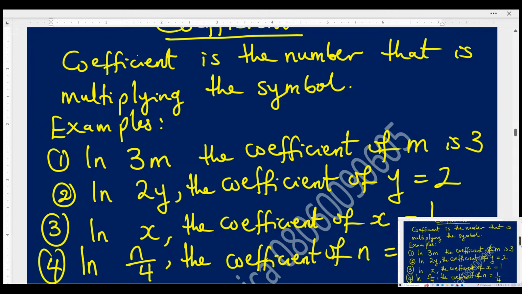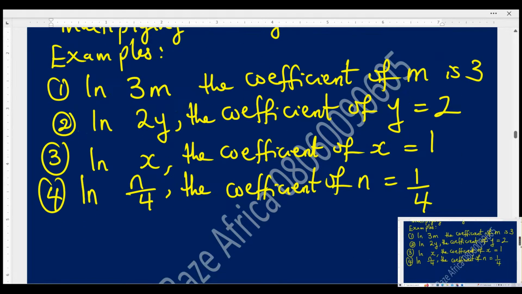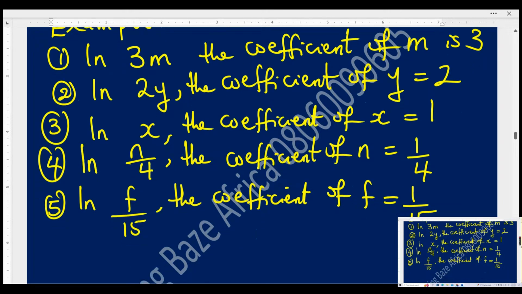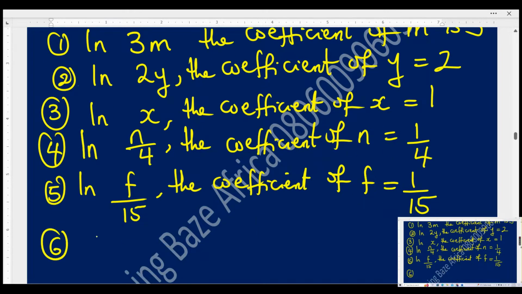Which means in f over 15, the coefficient of f is equal to 1 over 15. This is the sixth one.